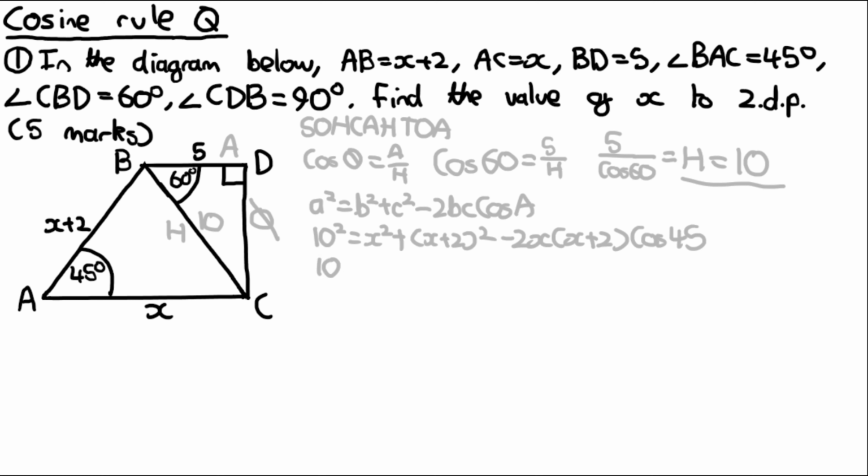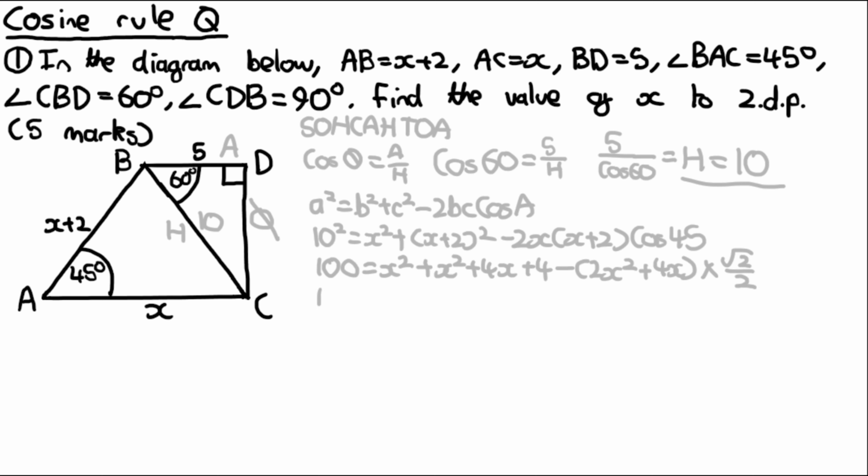10 squared is 100, is equal to x squared. We can expand the brackets to do x squared plus 4x plus 4. Then we're going to do minus, and we're going to leave the minus out, and we're going to expand this to get minus 2x squared plus 4x, and this is going to be times by cos 45, which you put into the calculator, or remember from GCSE, is root 2 over 2.